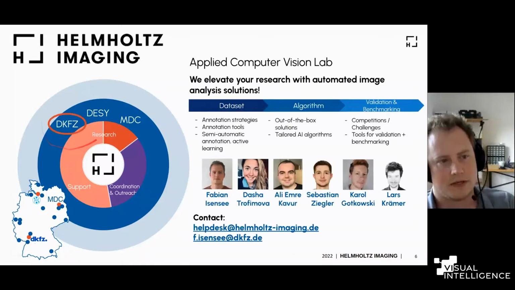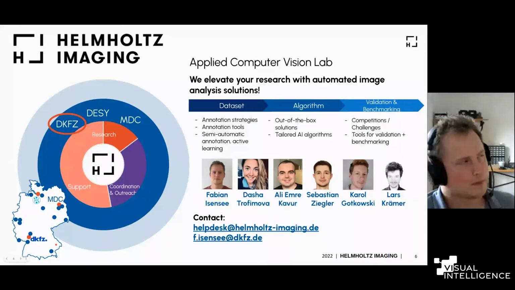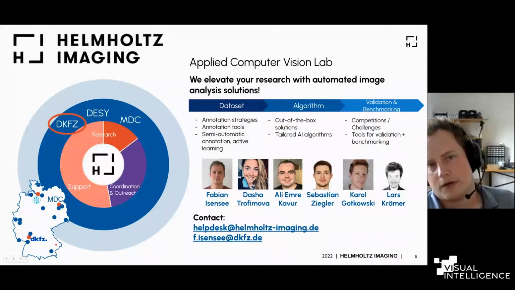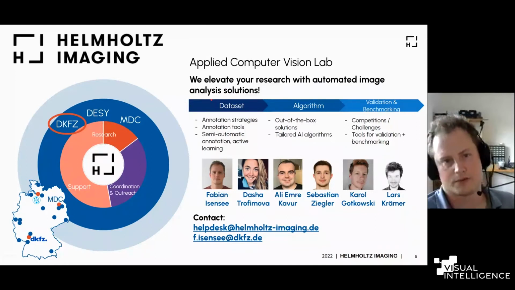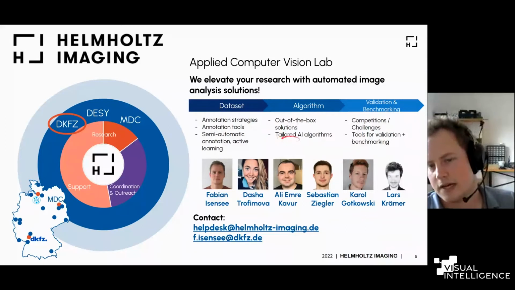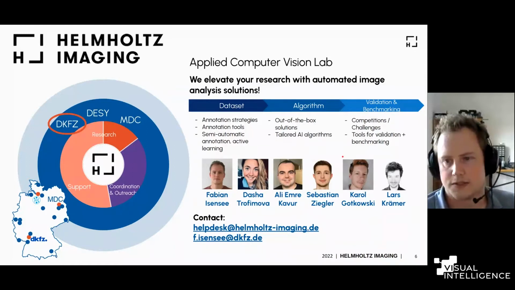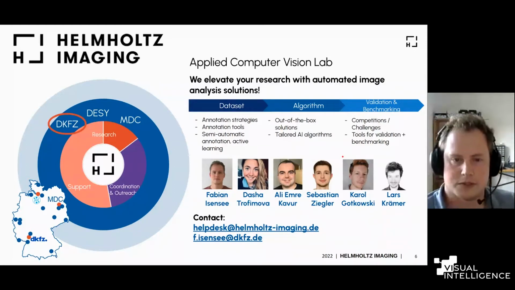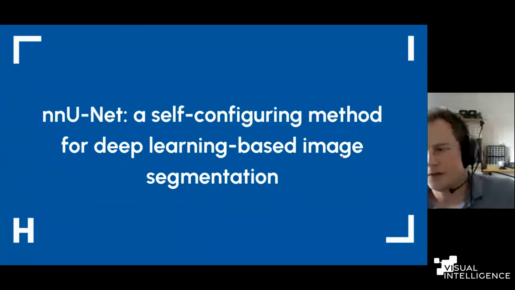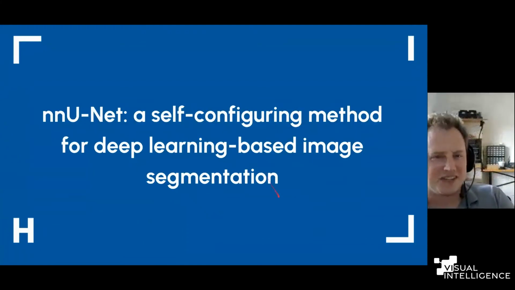And my group is actually part of the DKFZ Helmholtz Imaging unit. Our lab is called Applied Computer Vision Lab, and we essentially do anything that's automated image analysis. So we help people with strategies for annotating data sets. We build, of course, AI models. We use out-of-the-box solutions like nnU-Net, and we are also involved in organizing competitions and helping to evaluate competitions. But now let's start with the meat of the presentation.